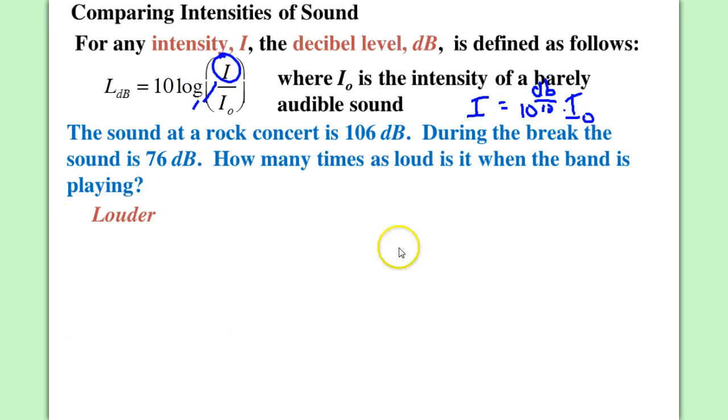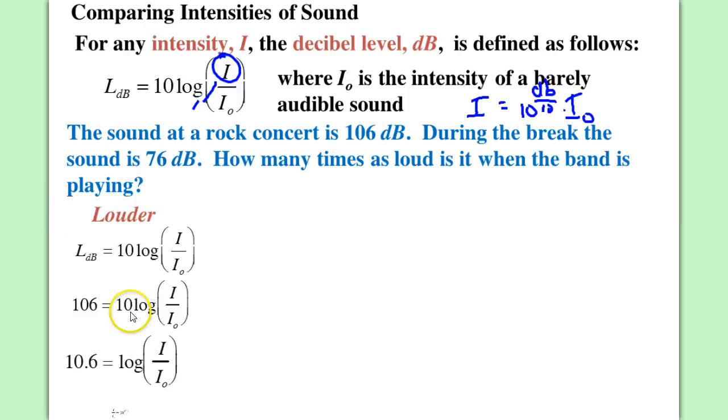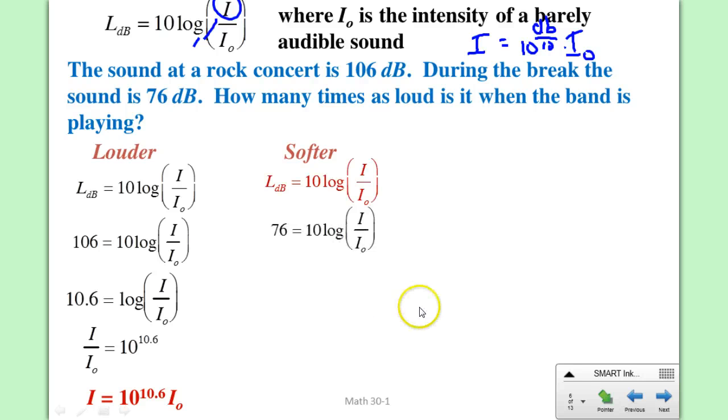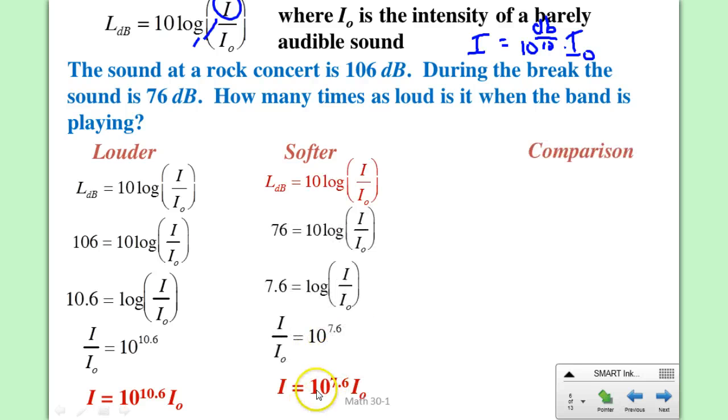Okay, so in this case, how many more times as loud is the band playing than the rock concert? Well, let's compare the two. 106 decibels, how does that intensity of that sound work? So we're solving for the intensity. That's that intense of a sound. How intense is the softer sound, the band playing? Well, if you solve it for intensity, that is an intensity of 10 to the 7.6.